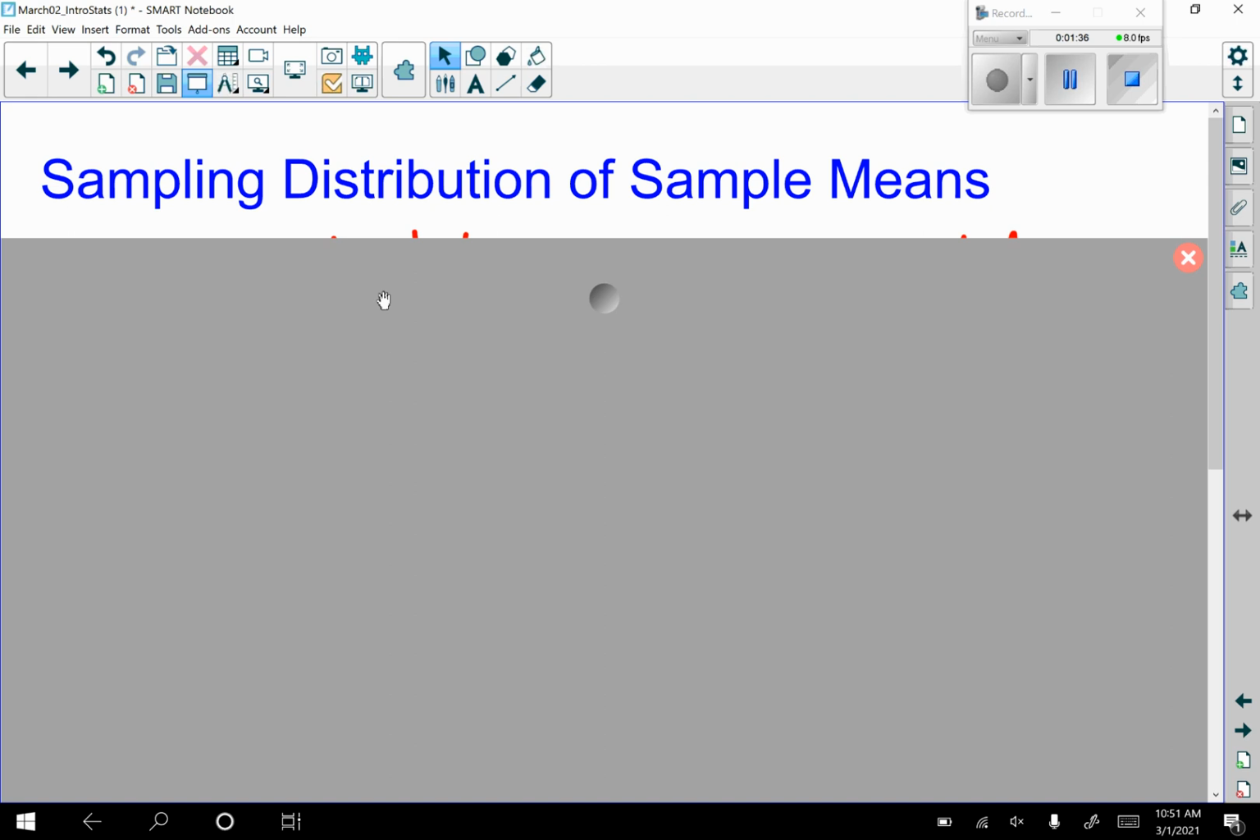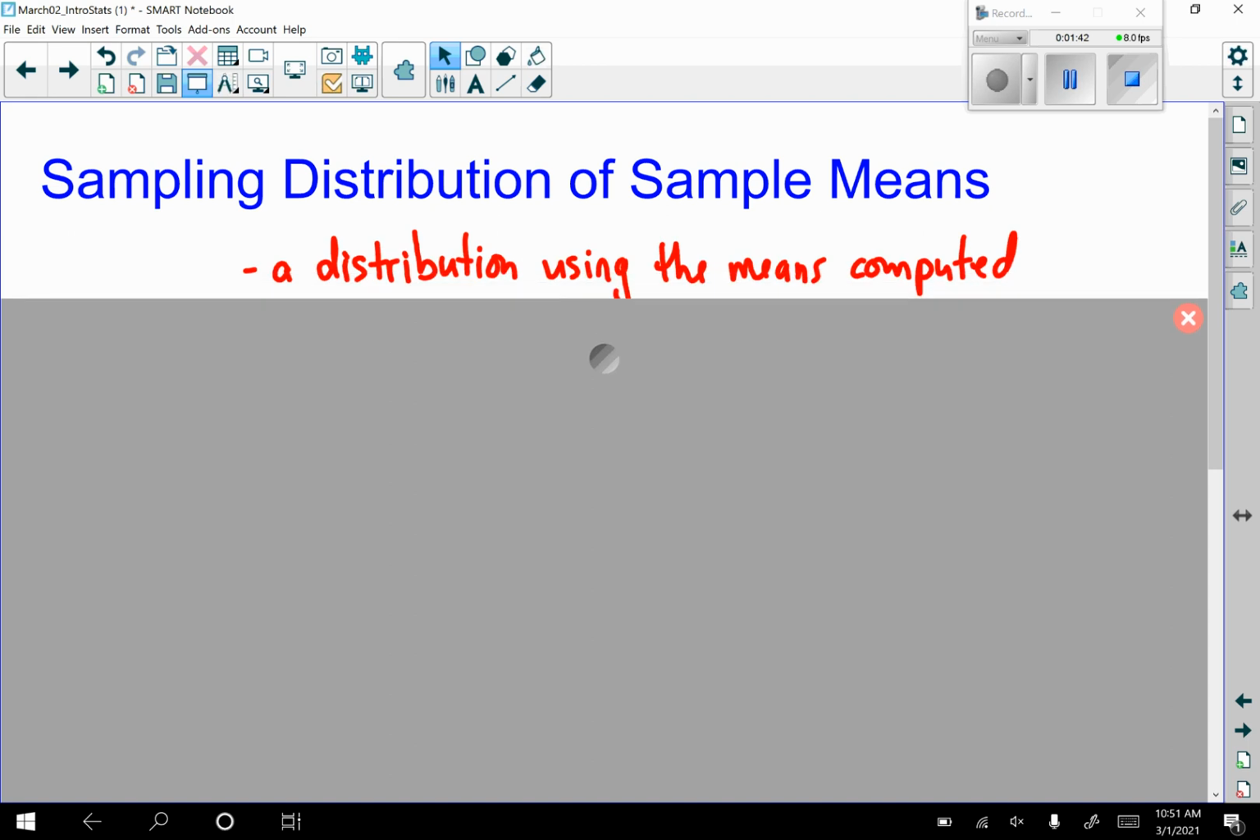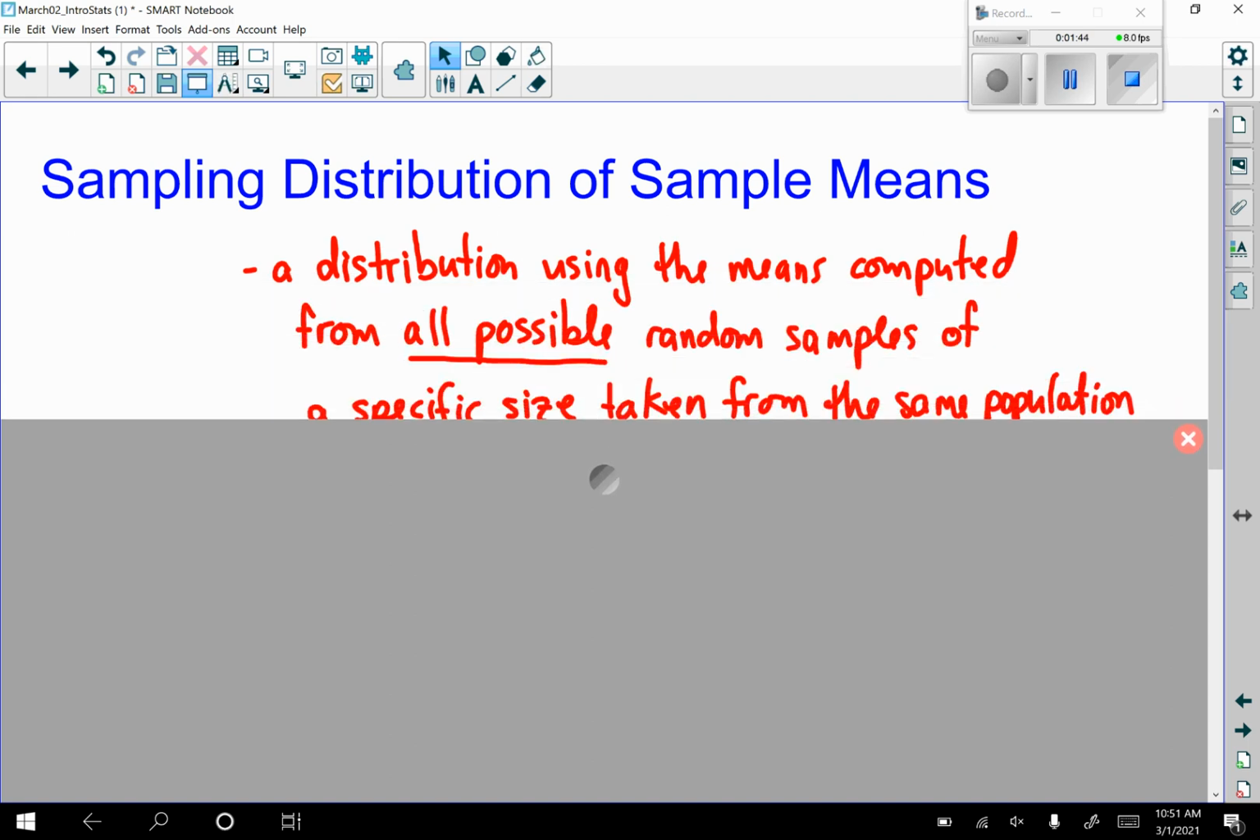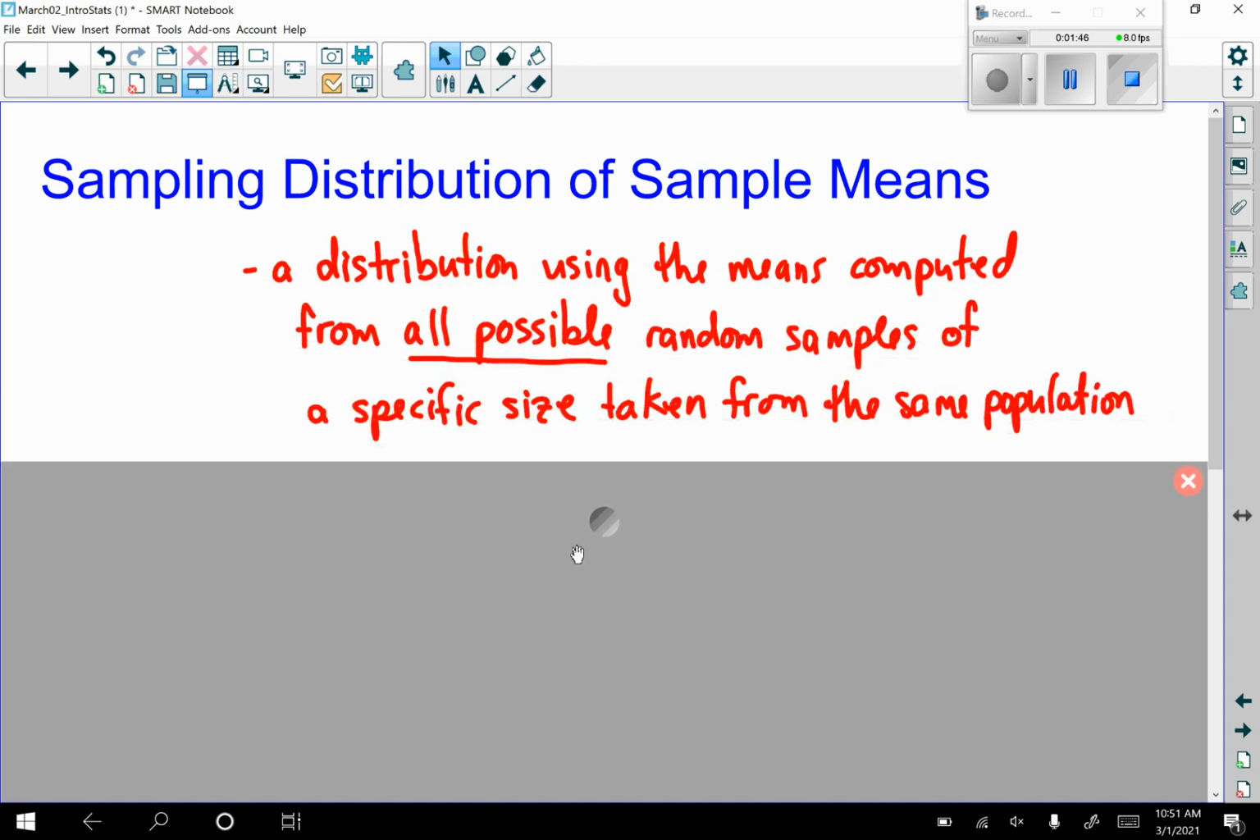All right, so I'm going to define something now called a sampling distribution of sample means. So this is a distribution using the means computed from all possible random samples of a specific size taken from the same population. But the key here is all possible random samples, again, of the same size, of a specific size, taken from the same population.